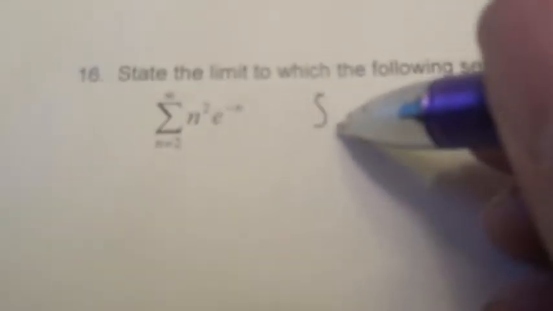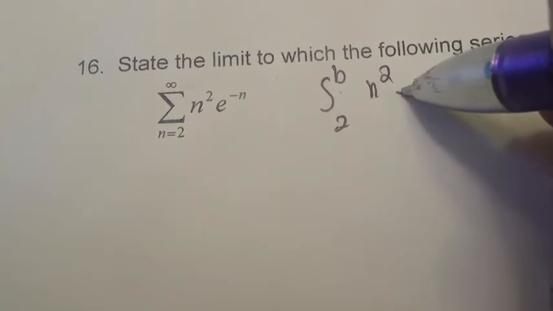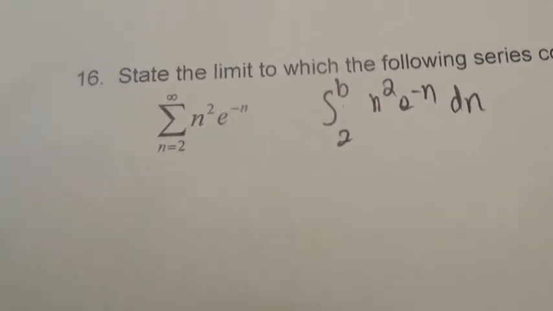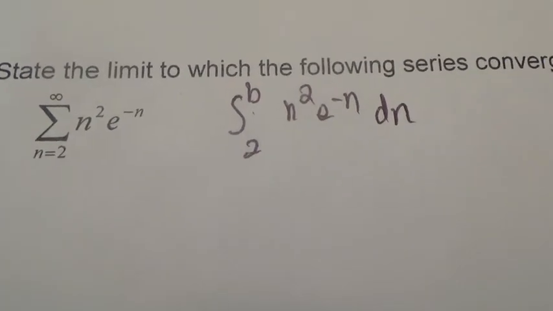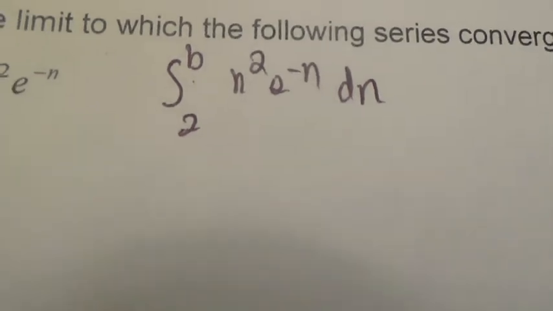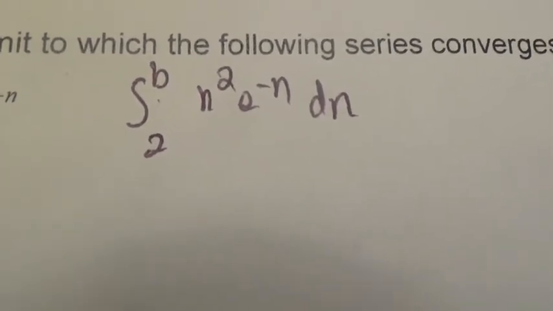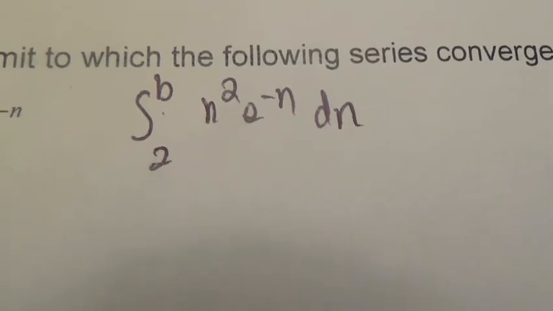Write that as an integral from 2 to b of n squared e to the negative n. So we're going to write that as an integral, and then we're going to integrate this. If I was there, I would wait until somebody told me how to integrate this. But if I did that now, there'd be this awkward silence, so I won't do that.